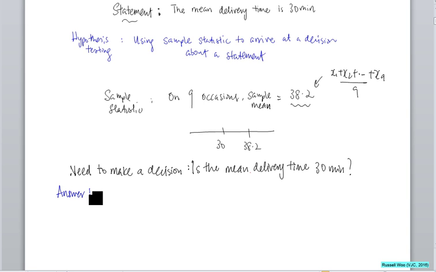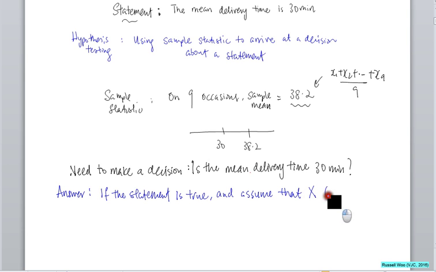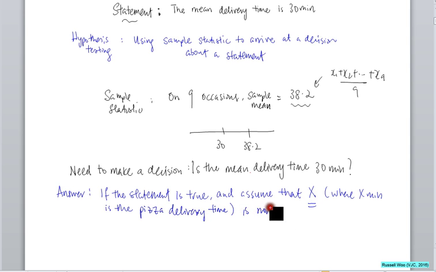To be more scientific, what can we say? We say if the statement is true, and assume that X, where X minutes, is the pizza delivery time. We assume X is normally distributed, which probably is not that bad an assumption.